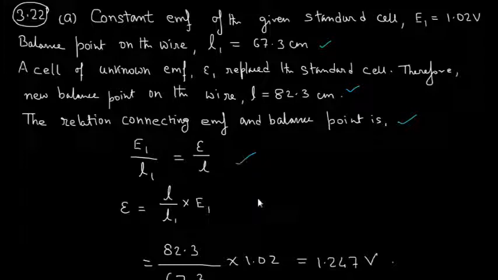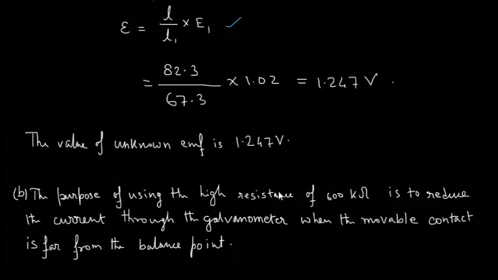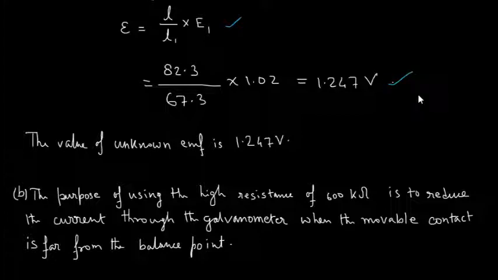E = (L/L1) × E1, which is equal to (82.3/67.3) × 1.02, that is 1.247 volt. The value of unknown EMF is 1.247 volt.